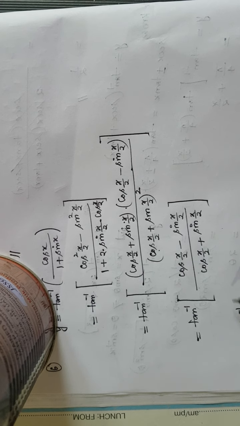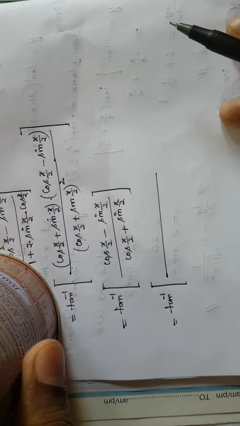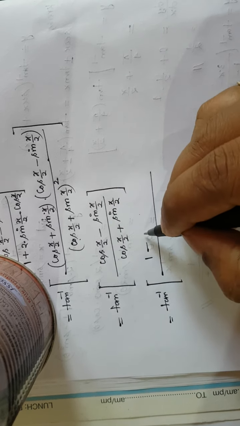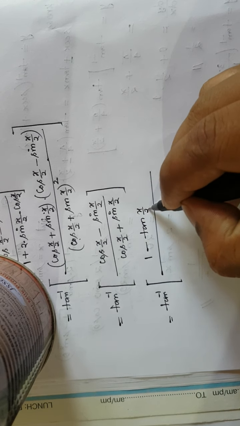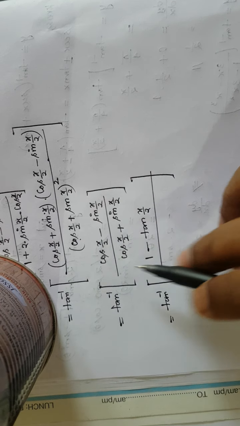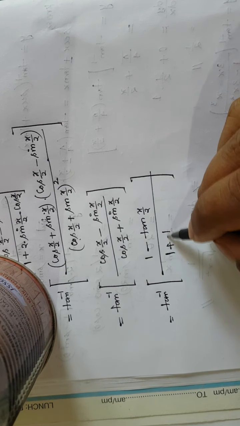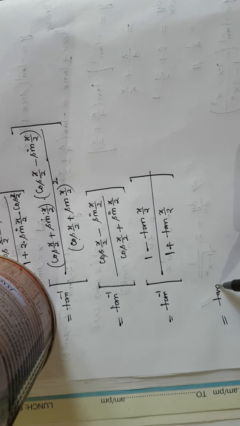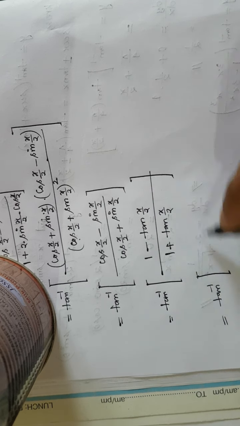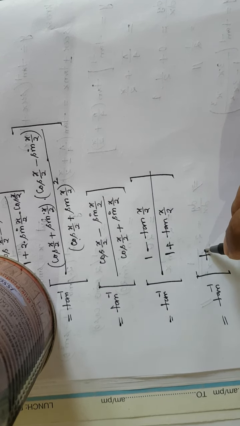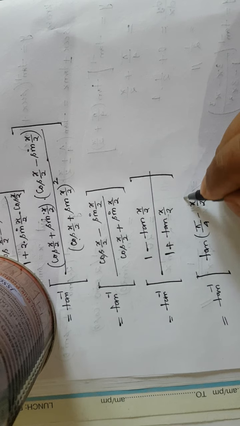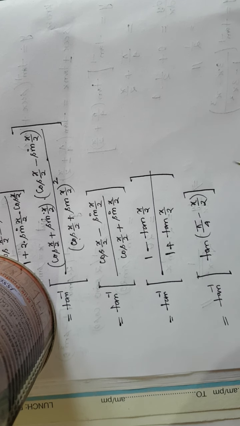Tan inverse of, if you divide by cos, you will get in the numerator 1 minus sin by cos, tan x by 2, and again in the denominator 1 plus sin by cos, tan x by 2. Tan inverse of, we can write this as tan of pi by 4 minus x by 2. If you ask yourself, you will get the result.